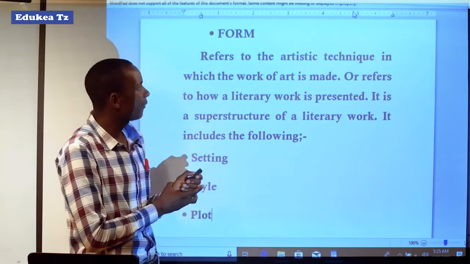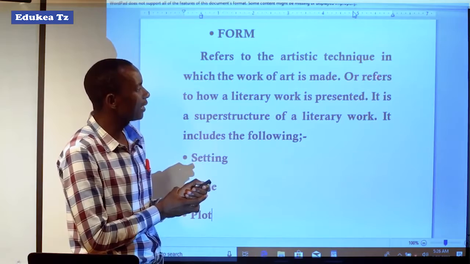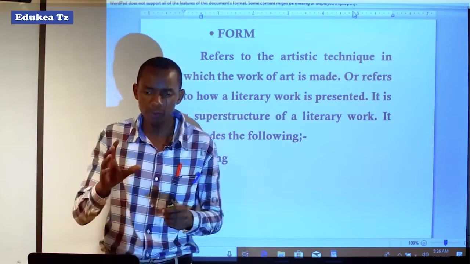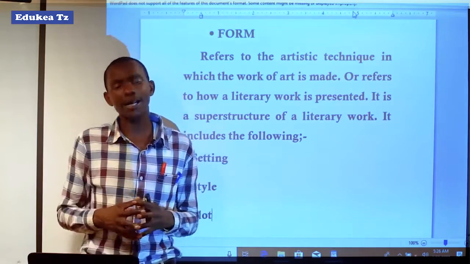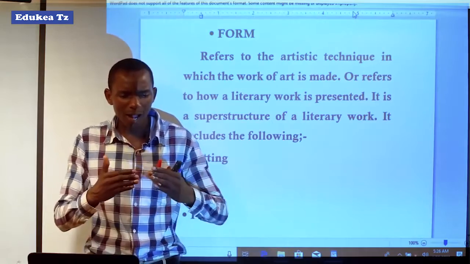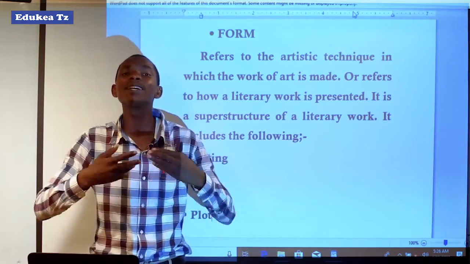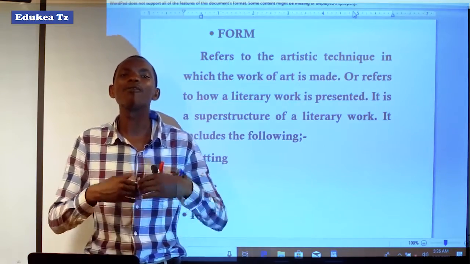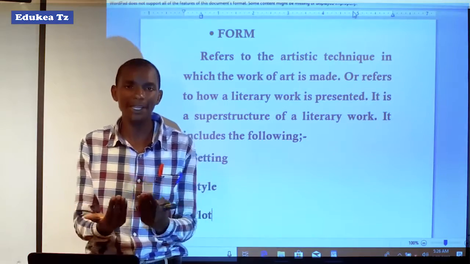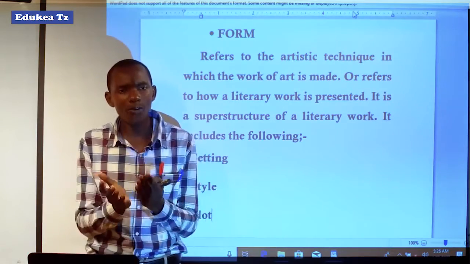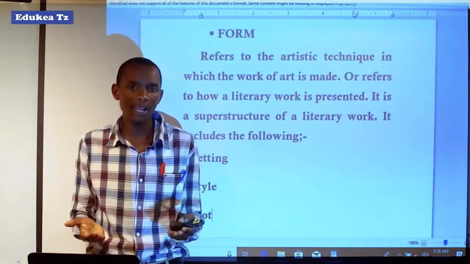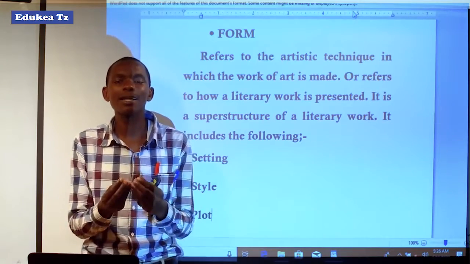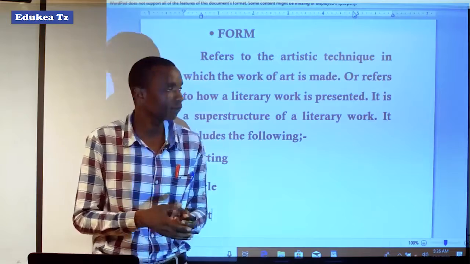Or you may define it in other words and say it refers to how a literary work is presented. So if you are reading or listening or watching any kind of literary work, you have to look at how this certain literary work is being presented. That's why we have several literary works that have been presented differently, one after another. How these several literary works have been presented by using different techniques or styles, among others, is generally called form.